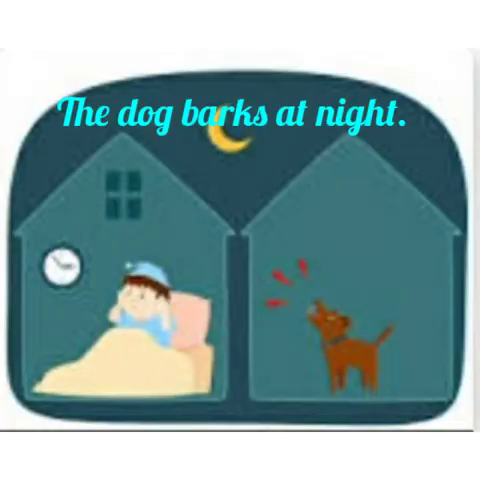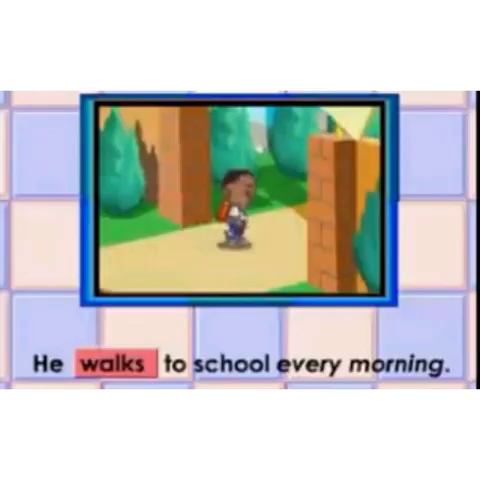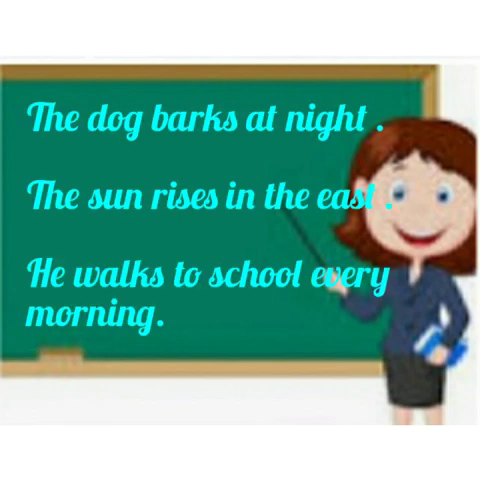The dog barks at night. The sun rises in the east. He walks to school every morning. The noun in the first sentence is dog. In the second sentence it is sun, and the pronoun used in the third sentence is he. They are singular. So if it is a singular noun or pronoun, we usually add s to the verb to make it simple present tense.